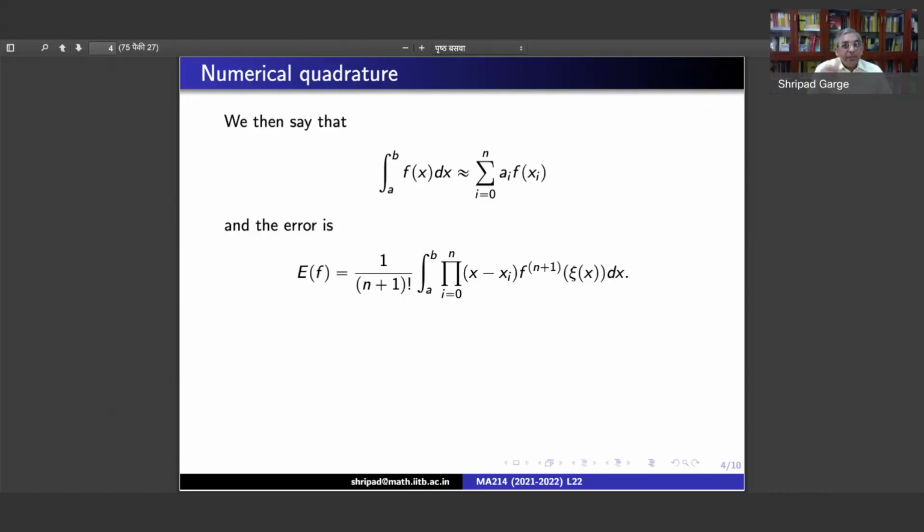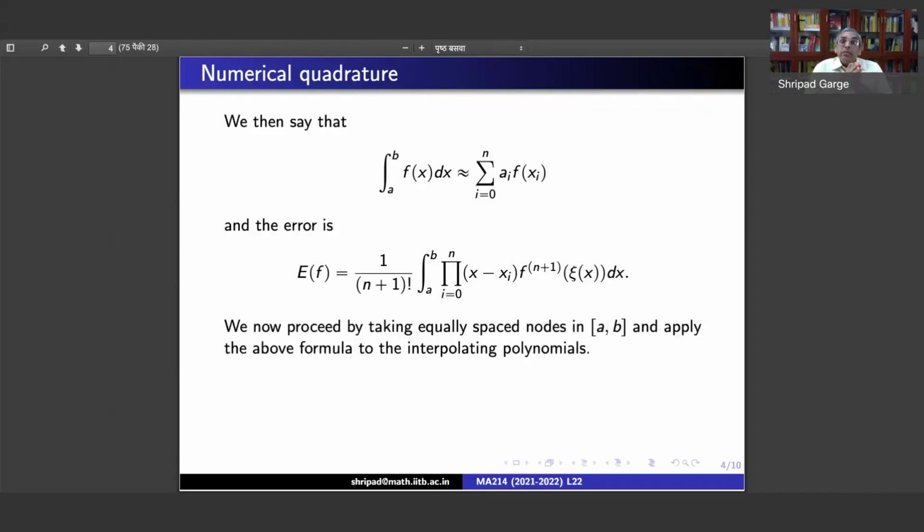Sometimes we may tweak this method slightly. We will come to that. But right now what we do is that we proceed by taking these nodes which are equally spaced, so that whenever we have to compute some difference, say x_i minus x_(i+1) or x_(i+1) minus x_i, it will simply be an h or minus h. Those are the things that we are going to have. So we will take equally spaced nodes and apply the above formula to the interpolating polynomials. That's as simple as it is.